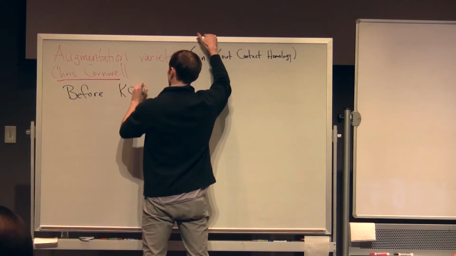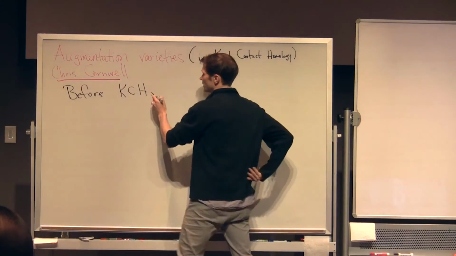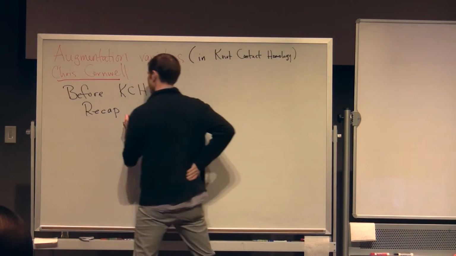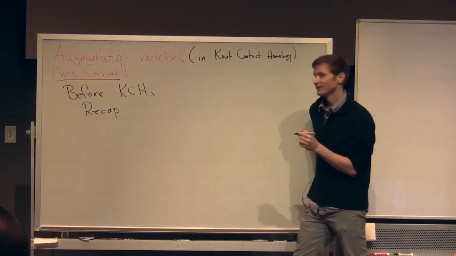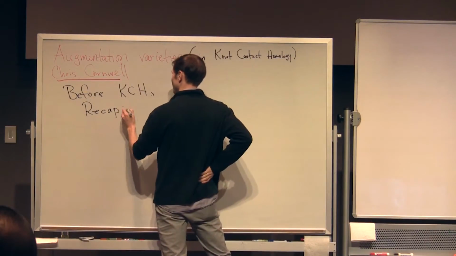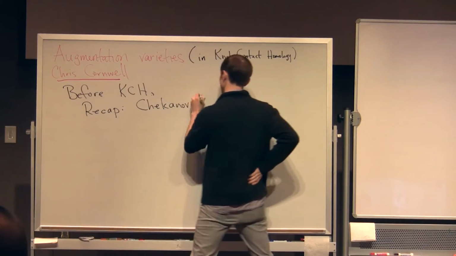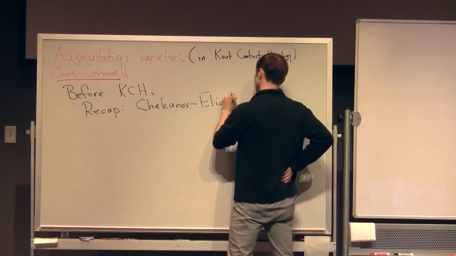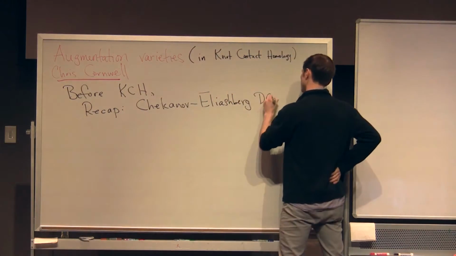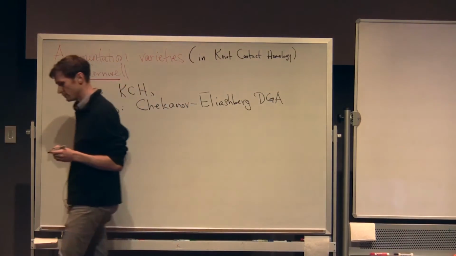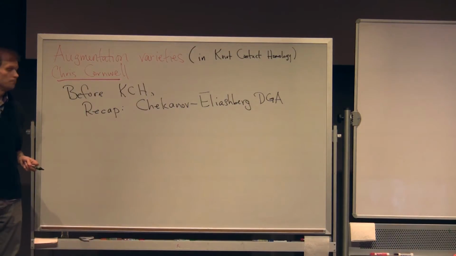But before talking about knot contact homology, let's maybe run roughshod over a summary of the Chekanov-Eliashberg DGA, which is some algebra that you get that's an invariant of a Legendrian in a contact manifold. So what is this object?